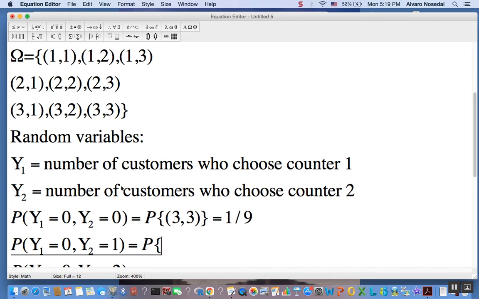Again, y2 is the number of customers who chose counter number 2, and since y2 is 1 and y1 is 0, the only way that could happen is if one of the customers went to counter number 3 and the other one to counter number 2. So it's a probability of those 2 points, 3, 2 or 2, 3. So that would be 2 over 9. Make sense?